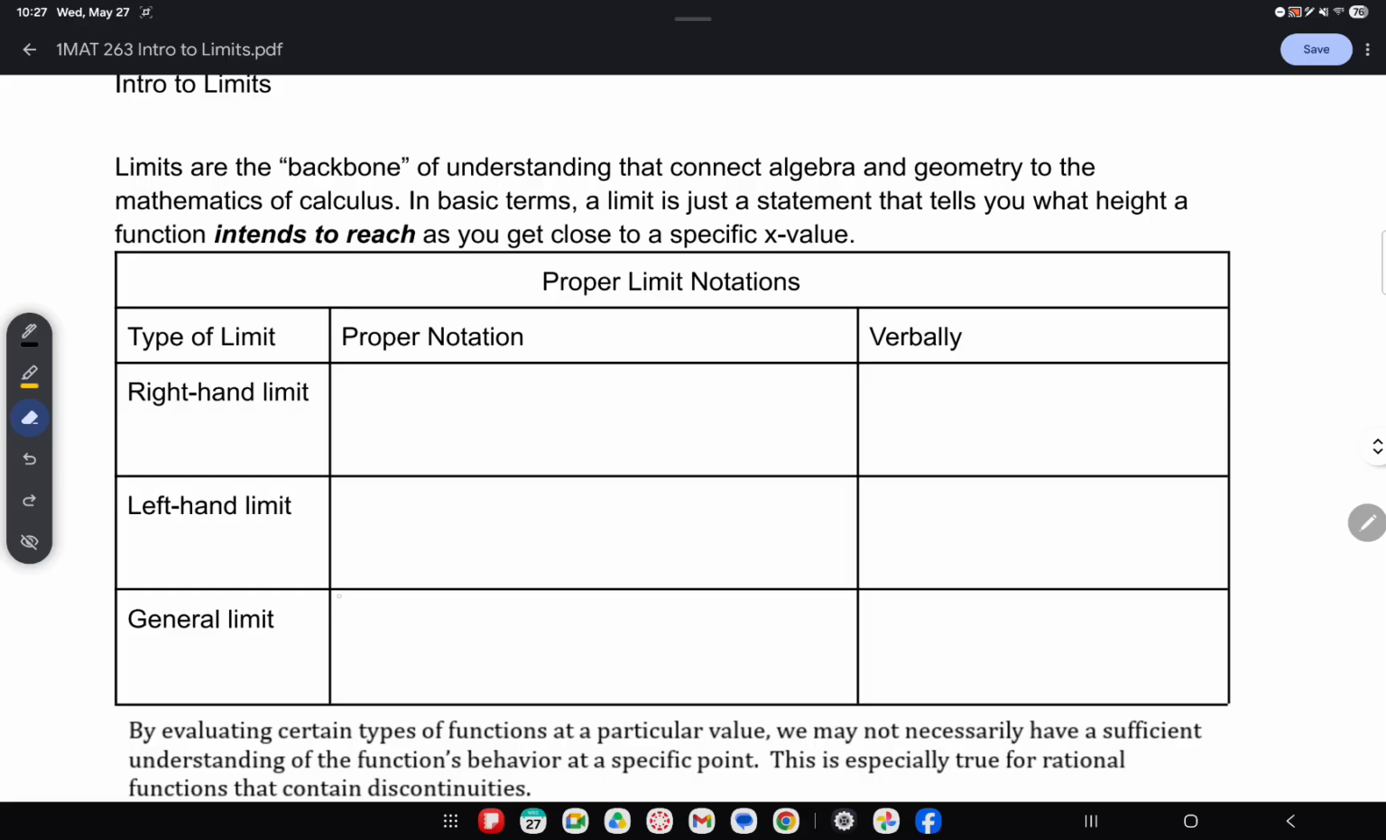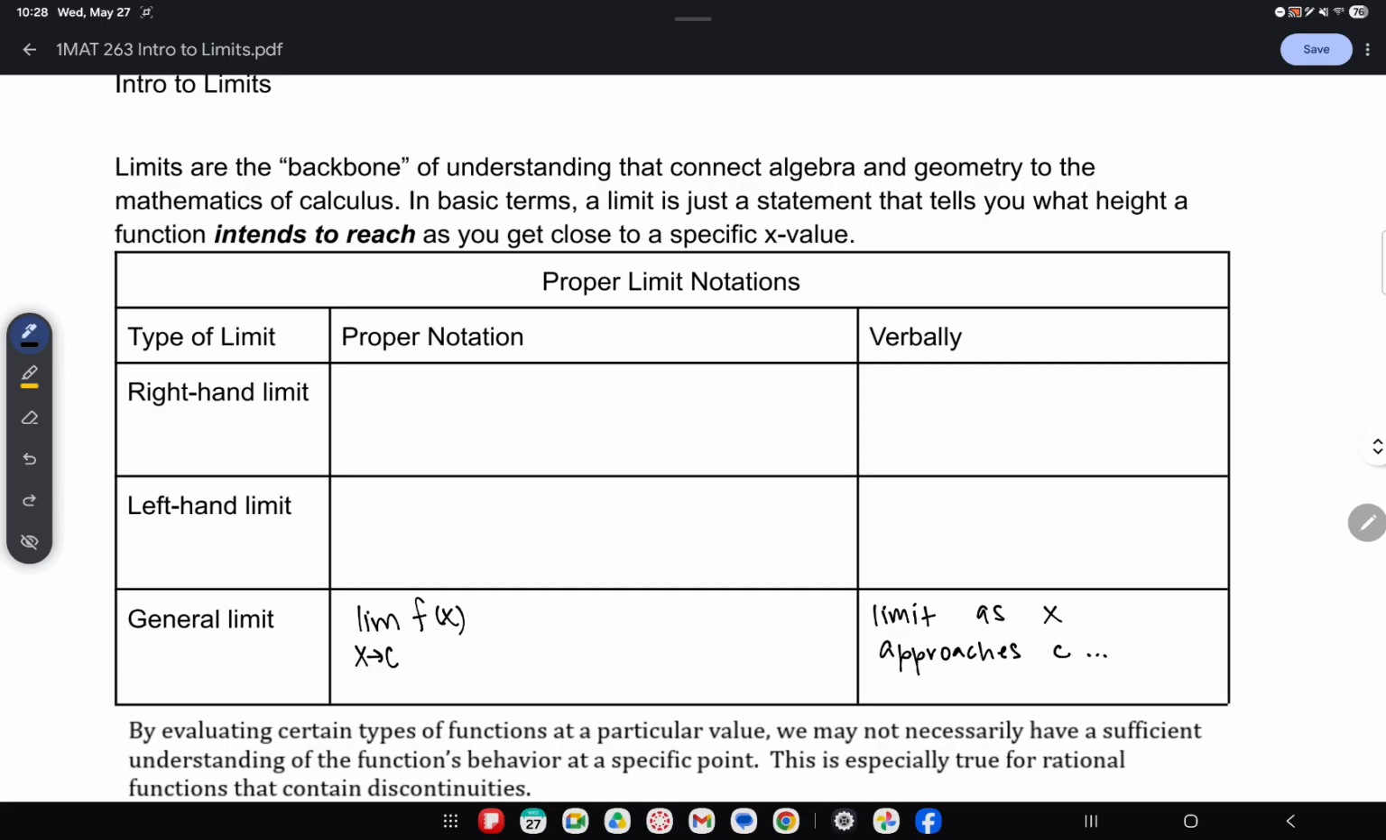I should have listed it first. But if I'm going to write it out, that would be the limit as x approaches c for f of x, where c is just some value. So verbally, that's just the limit as x approaches c, and then is whatever that limit is.